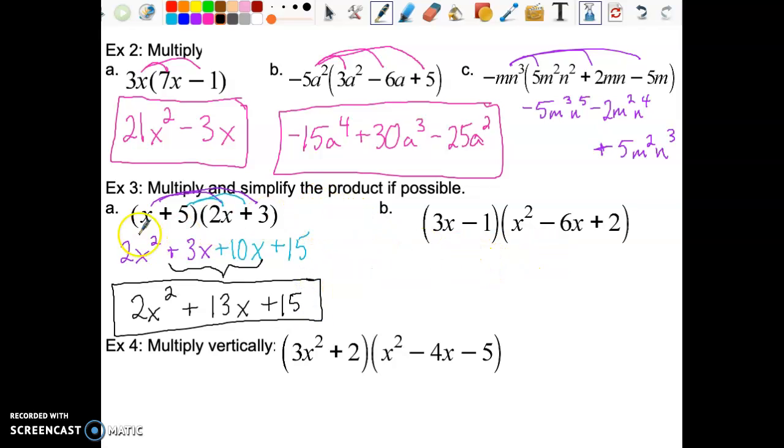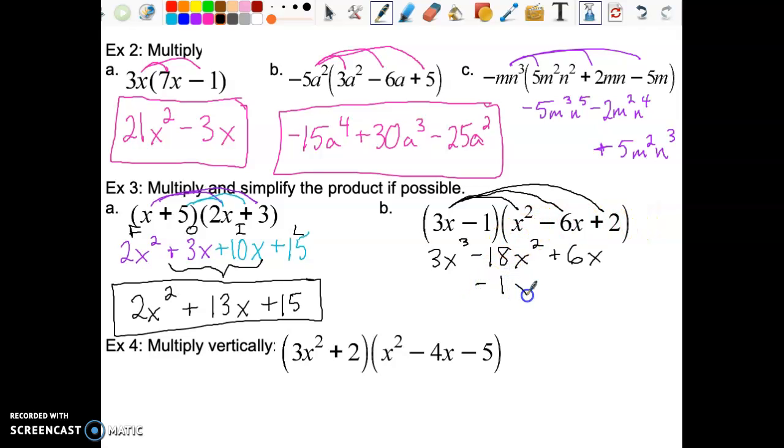Some of you are probably familiar with FOIL, the first, outer, inner, and last. A lot of math books are trying to get away from FOIL, but this is the same thing. And the reason why they're getting away from FOIL is, what do you mean? There's the first and outer, but there's definitely no 3x times that. So that's why some textbooks are getting away from it. Hopefully you remember doing this from before.